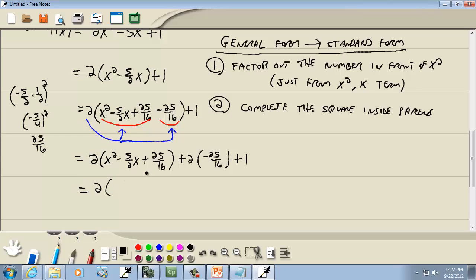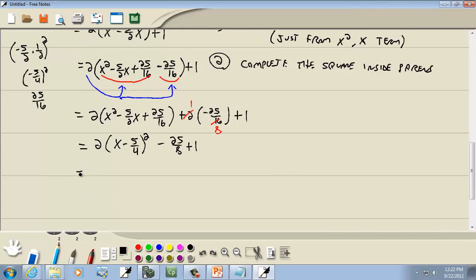Well, remember, with completing a square, we want to factor this now. So this is x minus 5/4 squared. And 2 times, well, the 2 and 16 reduce. That becomes 1, and this becomes 8. So that gives us minus 25/8 plus 1. And this is a mixed number, so I could use that mixed number rule. We take the 1 times the 8. That gives us 8, plus the negative 25. And that gives us negative 17. And then your denominator stays as is.